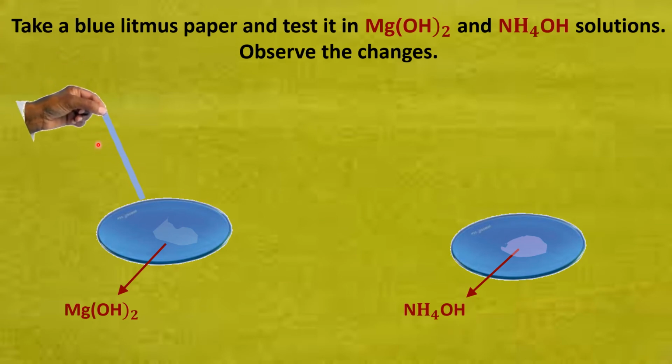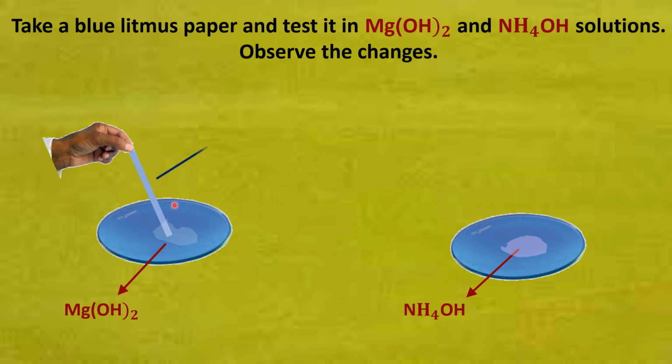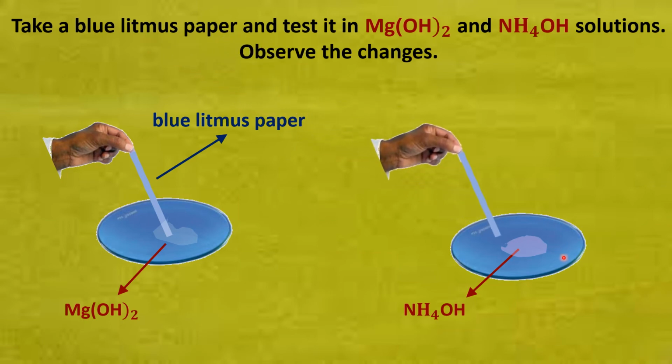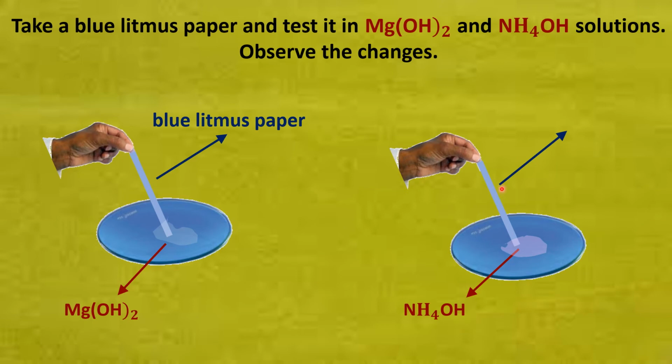So this is a blue litmus paper, right? Do you find any change? No, you could not find any change in the blue litmus paper. Now here we'll bring it. This is a blue litmus. Okay, wait for a few seconds. No, here also we are not finding any change.